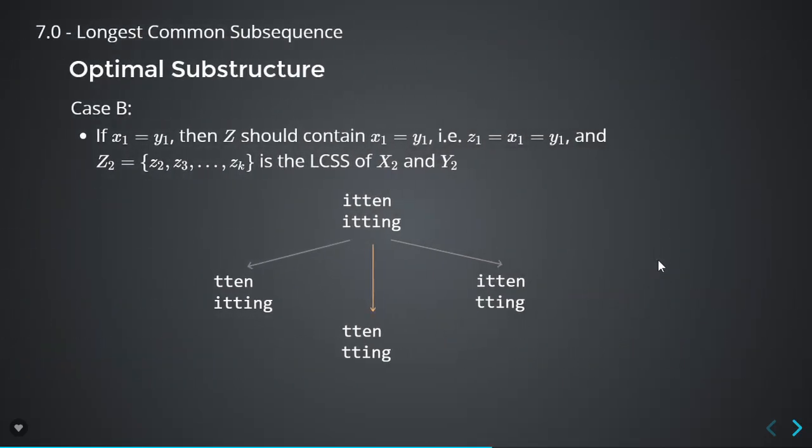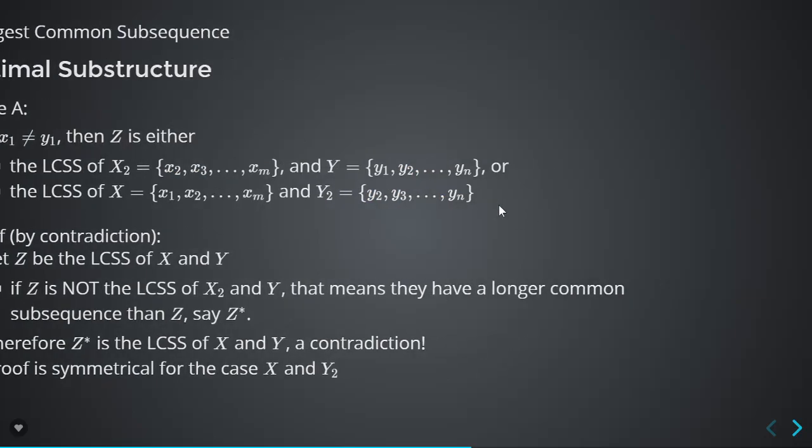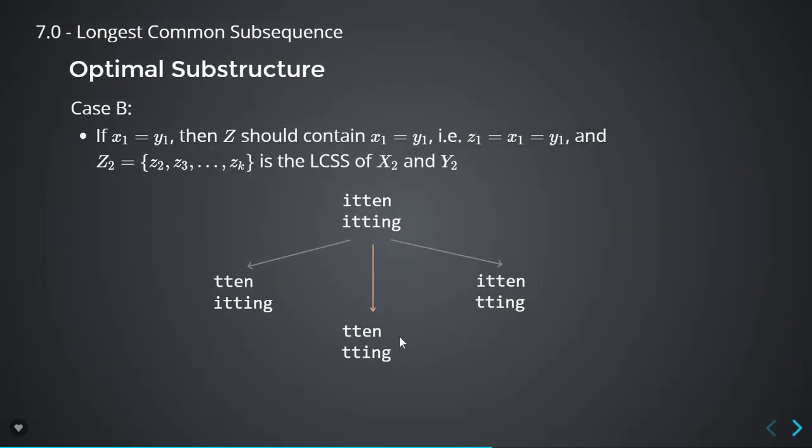The second case, what if the first characters match? Then we claim that Z1 must be equal to x1, or also equal to y1, I guess, and that Z2 is the longest common subsequence of x2 and y2. I don't think I defined this earlier, but sorry, yeah. x2 and y2 is just the string x starting from the second character, and y2 obviously the string y starting from the second character. So that's your subproblem here, just going down.